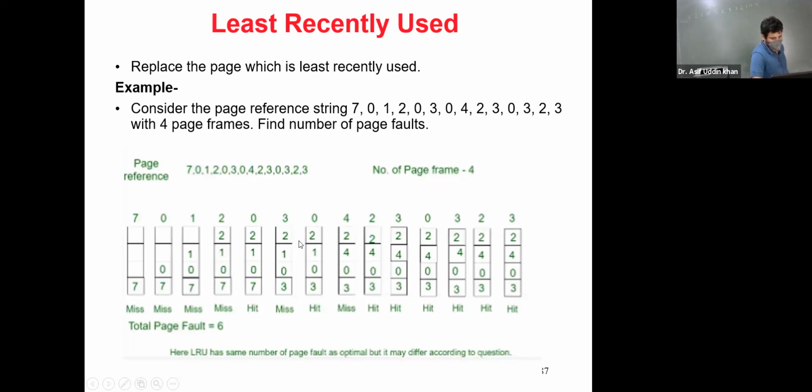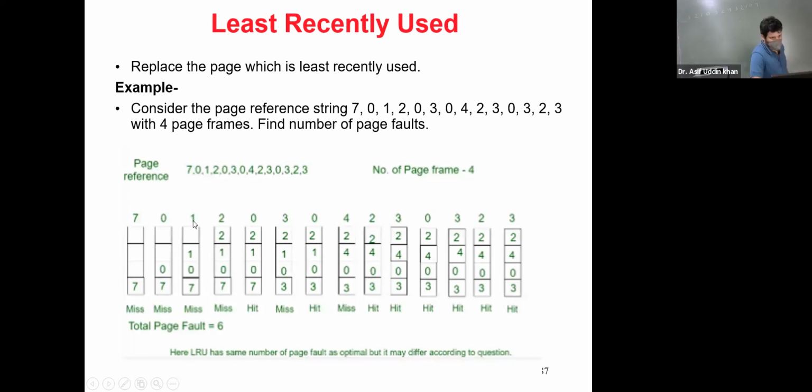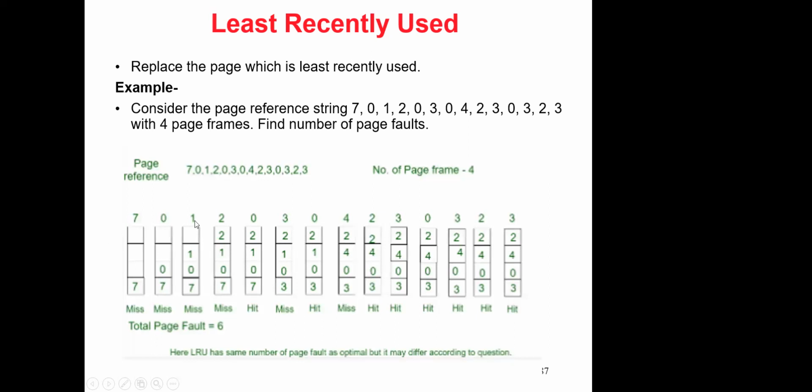Then 2. 2 is here. Then 1. 1 is here, this is far away. Yes or no? 1 is far away from this 4. So which one should we replace? 1. This page number 1 should be replaced. Okay. So we replace this and write here 4.